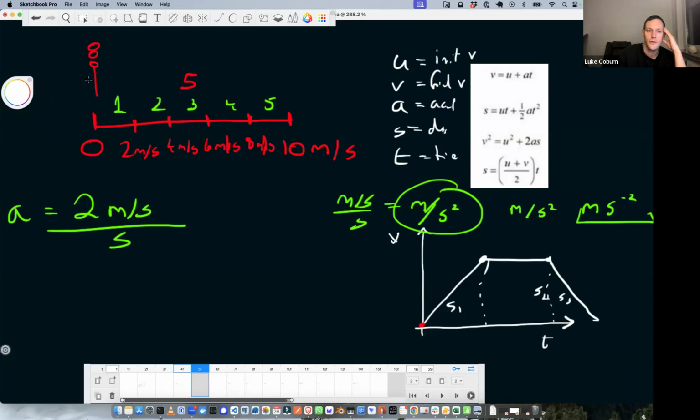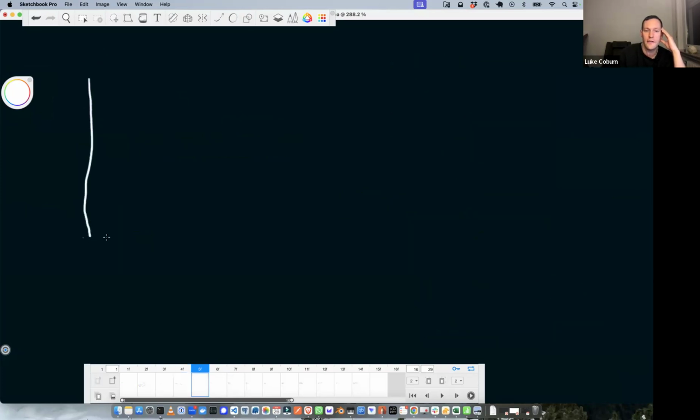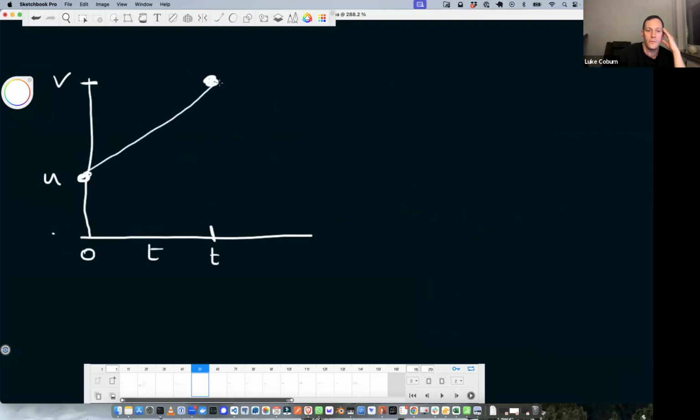So the first one, let's say I'm accelerating from this speed here, u, to this speed here, v, in a time that goes from 0 to t, so in t seconds. So there's my point there, and then I'm going up like this. Now, what am I thinking about for acceleration?